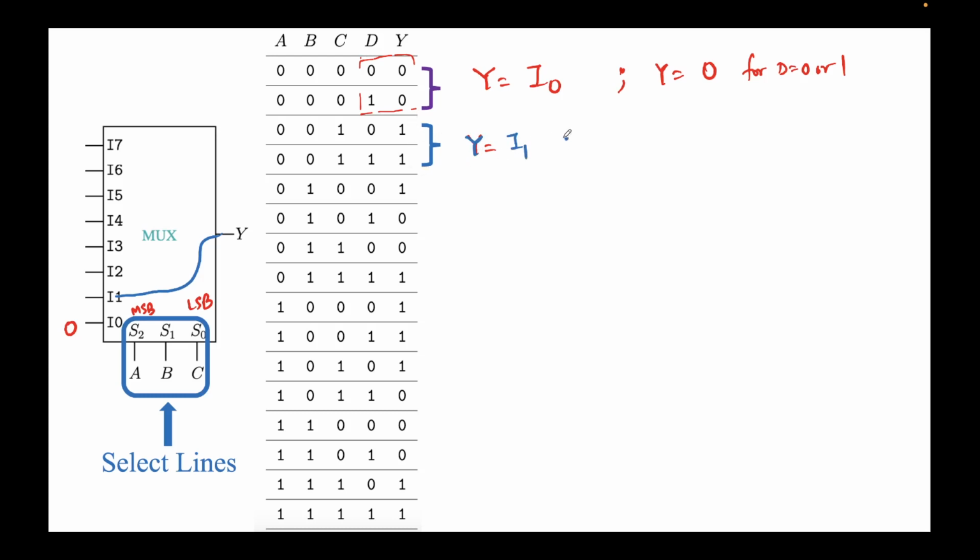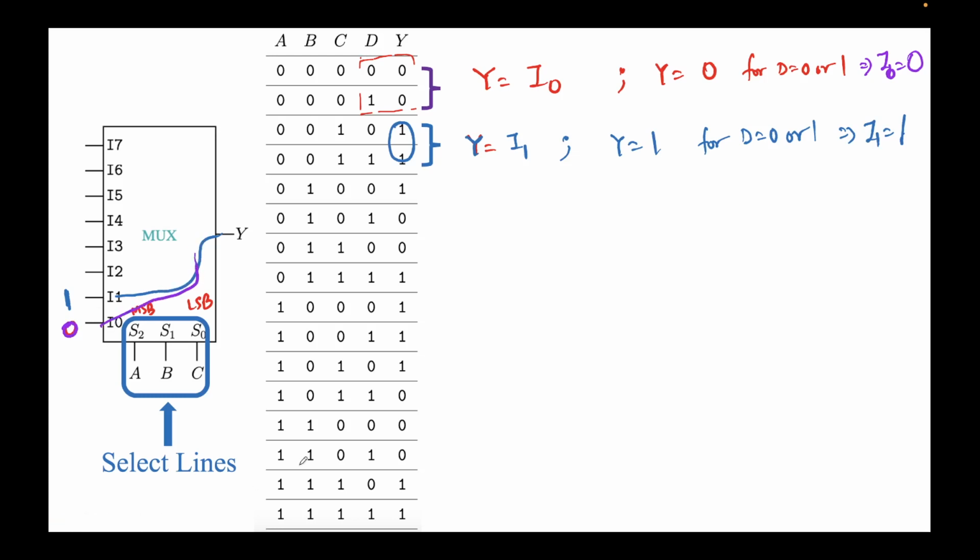And let's see what the value of Y is here. Y is clearly 1, right? Y equal to 1 for D equal to 0 or 1. So by comparison we can say that I1 is nothing but 1. And similarly for the first two rows, I0 was nothing but 0, which was the case over here. So I0 equal to 0 was nothing but this switch.